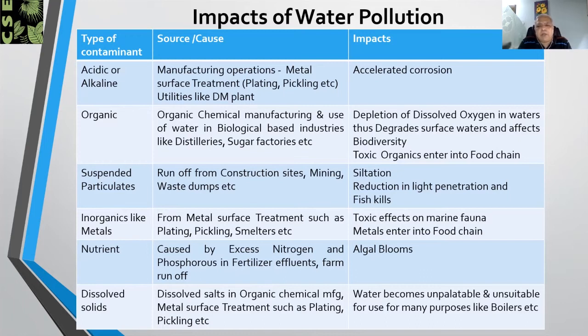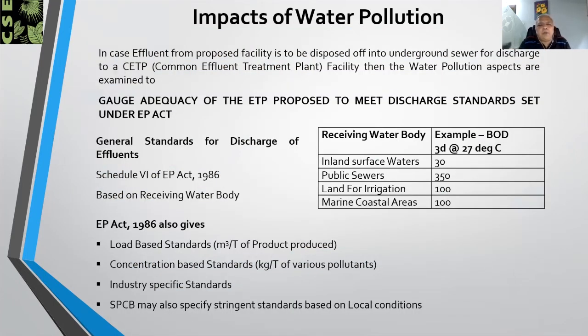environment. For example, toxic organics or toxic metals may enter into food chains because of industrial discharges. Depletion of dissolved oxygen in waters is of course known to most of us. In case of suspended particulates, which result from mining activities, we may have siltation or reduction in light penetration, which results in fish kills. Nutrient discharges may result in algal blooms getting formed.